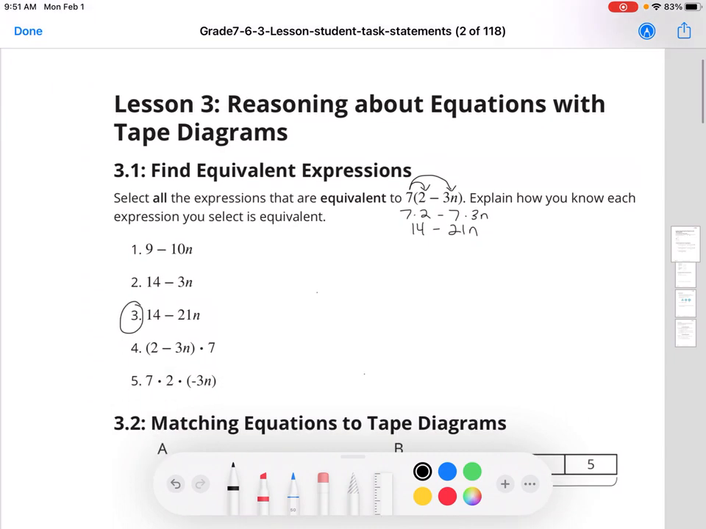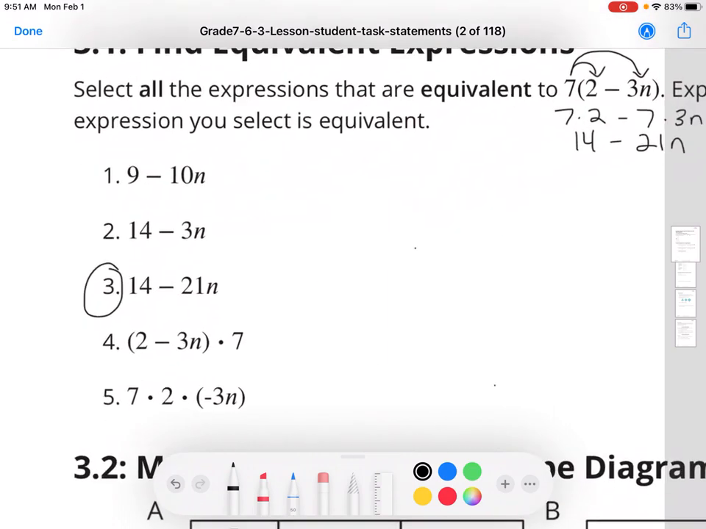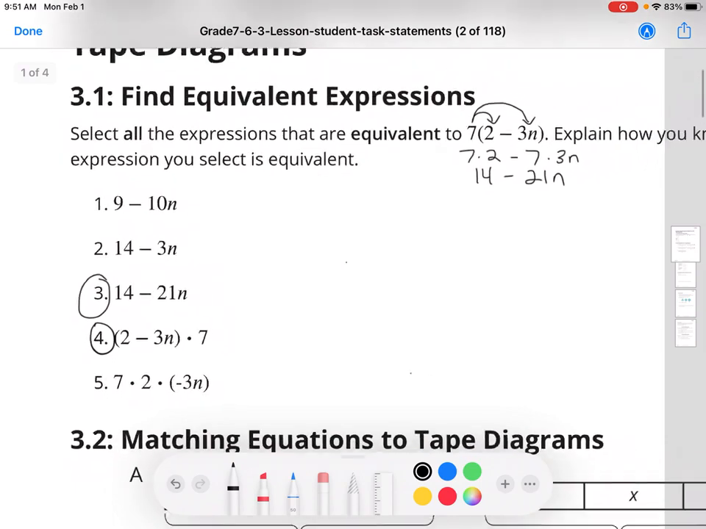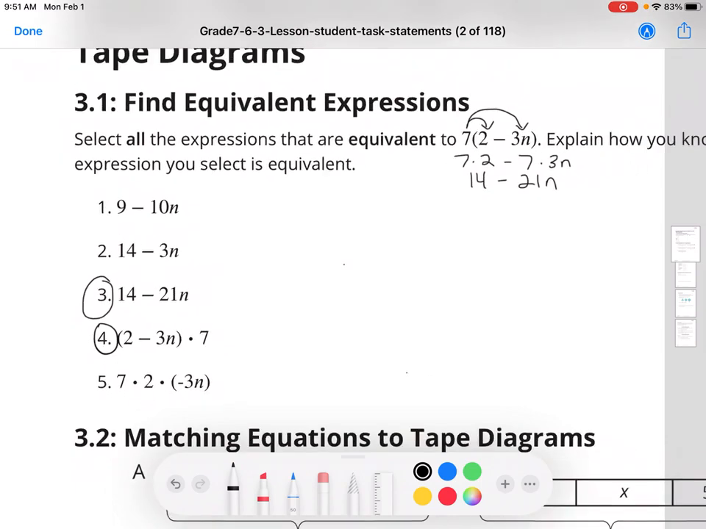But are there any others that would be equivalent? 4 would also be equivalent. So the only thing that's different is the 7 is behind the parentheses instead of in front of it, which, using the commutative property, tells me that it's still equivalent.